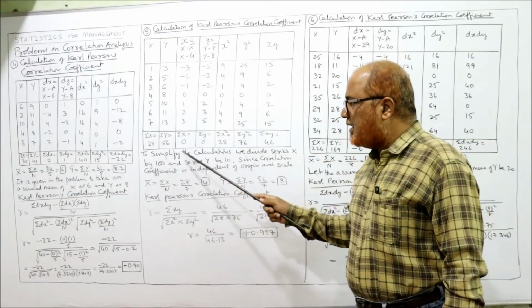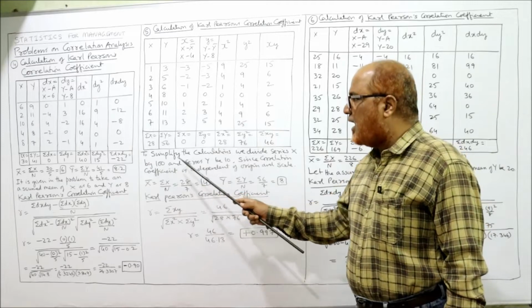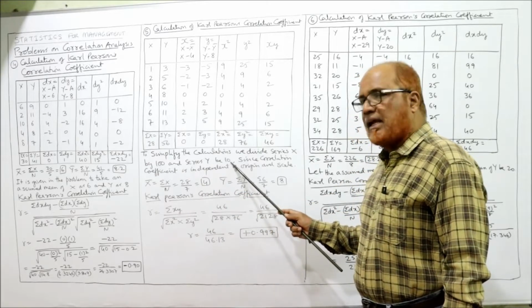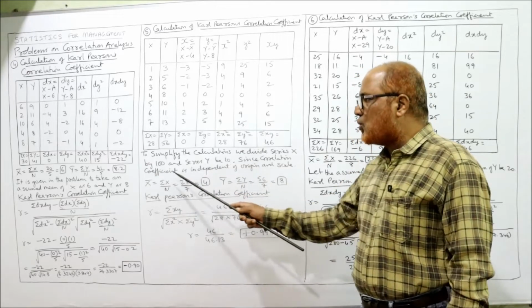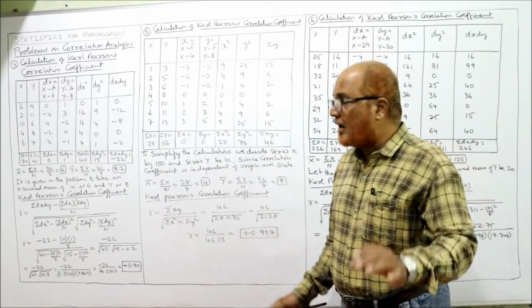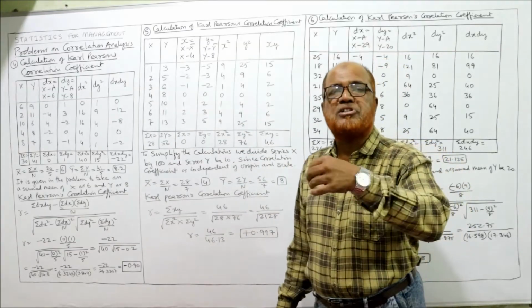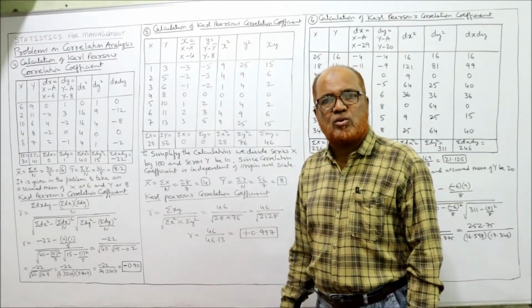Here, to simplify the calculations, we divide the series x by 100 and series y by 10. Since the correlation coefficient is independent of origin and scale, again I have written the property. Why am I doing this? Because the correlation coefficient is independent of change in scale and change in origin.